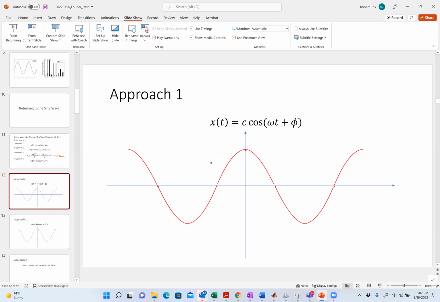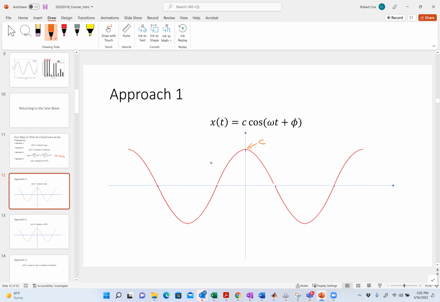Yeah, so this is C. It's the peak value right here, right? What is phi for this particular waveform that I drew here in this picture? Yeah, phi is 0. All right, so let's say I had something like this: 4 cosine omega t plus 45 degrees.